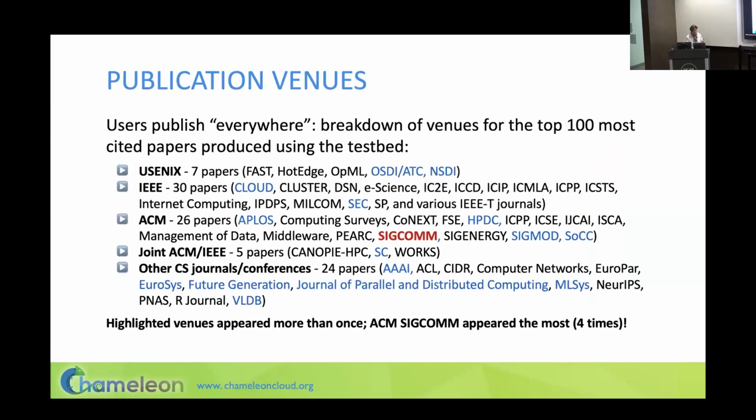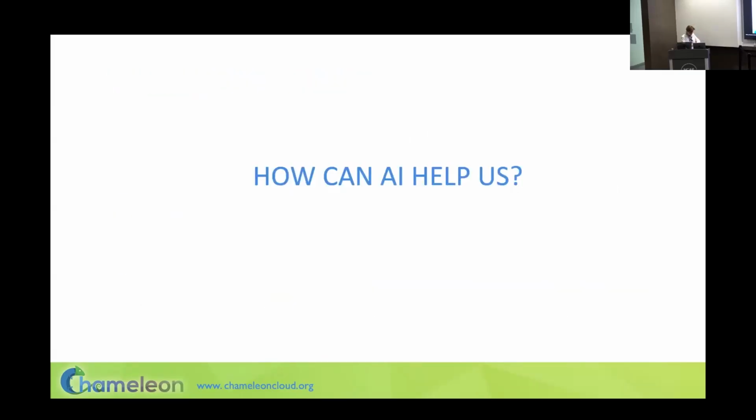Publication by venues: we asked for the most cited publications on Chameleon, where were they published? We're interested to see that there aren't any specific venues where most people publish. So it's ACM conferences, IEEE conferences, USENIX conferences, journals. Looking at the most cited publications, it's spread all over the place. So it's not confined to one community, but many different communities.